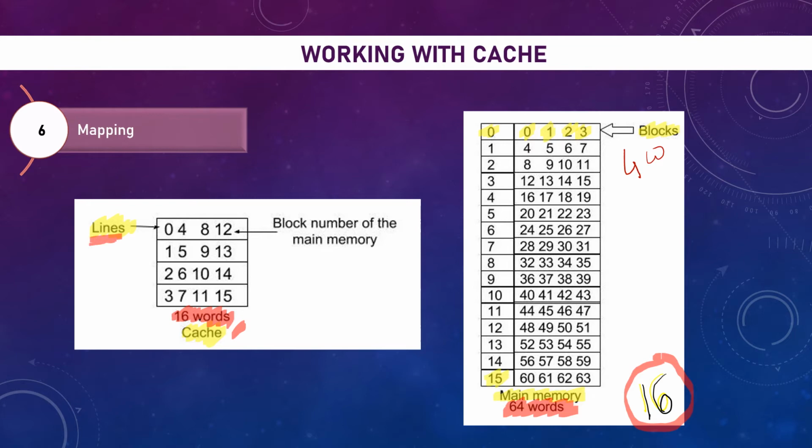Now the block number of the main memory. See this, here we have 12. So what is this? This is the 12th block, meaning all these words can reside at this location, not at the same time. Of course we need mapping and a replacement policy, but this block contains these words. This is how we actually divide the blocks and the lines and do the mapping.